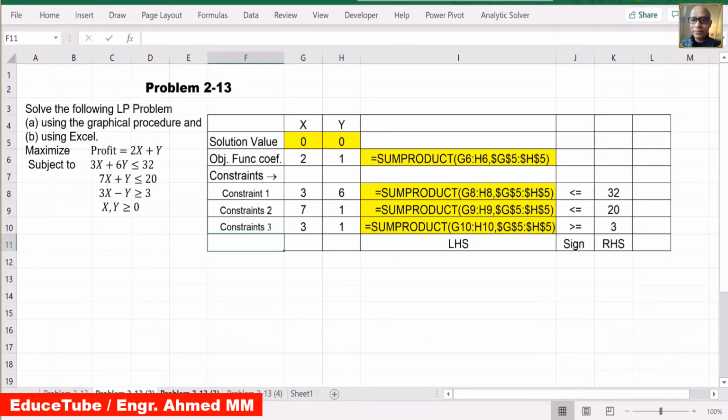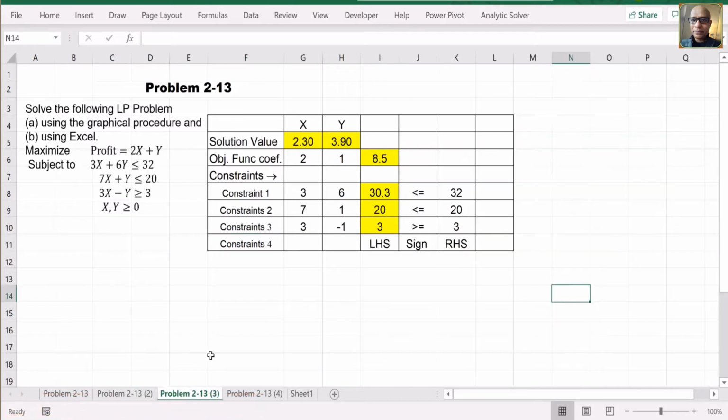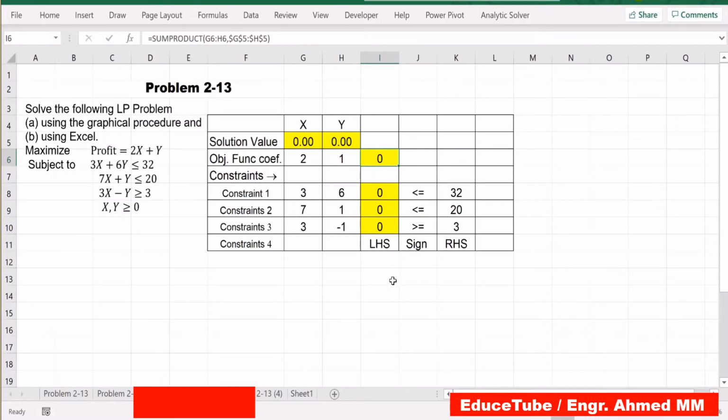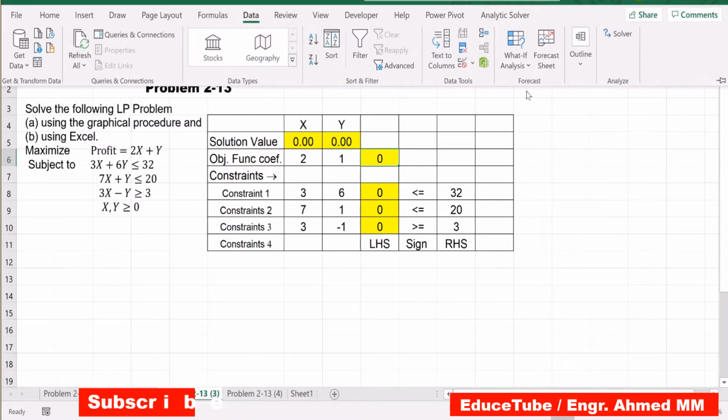We can see in the next worksheet this one, actually it was 0. Because I already used Solver, I am using it again. I am putting 0 here, 0 here, and 0 here, so all values are now 0. Now I have to find those values. How to do that? We have to click on Data, then go for Solver.